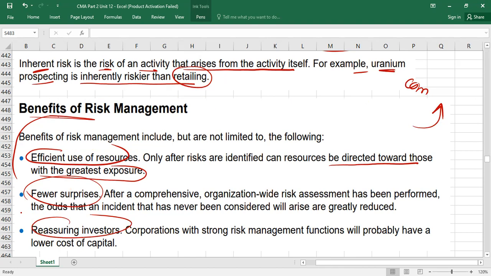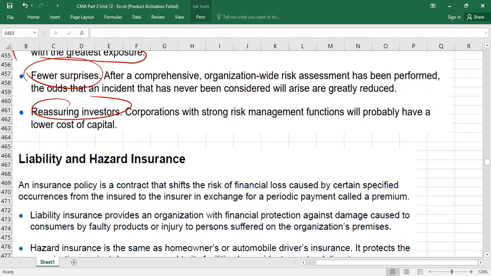And number 3, what? Reassuring investors. Obviously, for those people who are investing in your business, by having a proper risk management department within your business, you are trying to reassure investors. You are trying to give assurance to your investors that their investments are safe, right? Their money is in safe hands. This is what is called the third benefit. So these are the usual benefits.